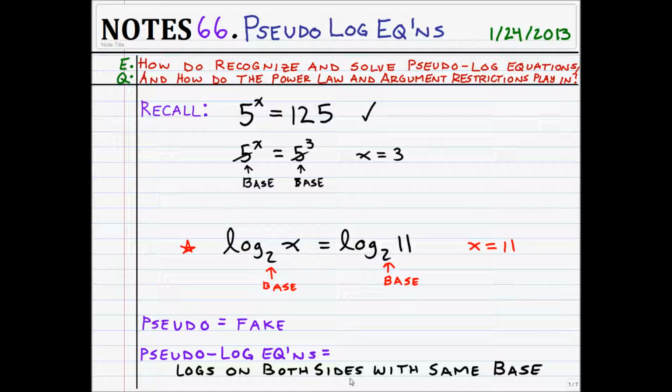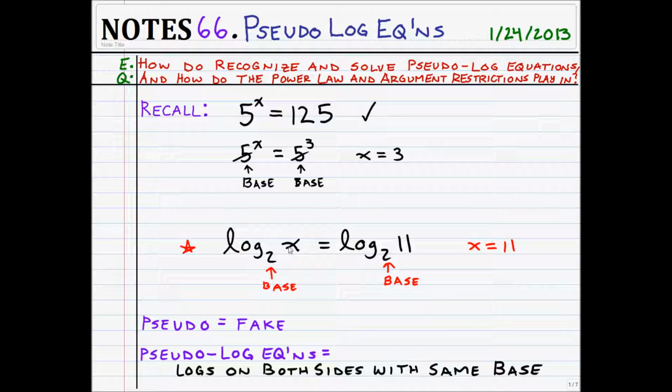It could be base e, it could be base 7, it could be base 42, it could be base 3.14159. It doesn't matter. It could be any base, as long as, of course, that base is a positive number, because as we learned a couple days ago, you can't have a negative base in logarithms. It's just part of the complete definition that we have.